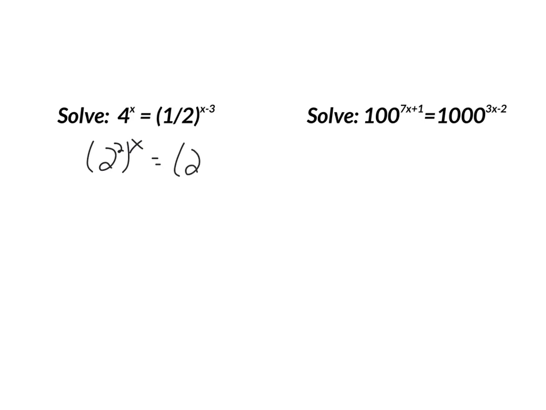1/2 is really 2 that's been flipped, so I'm going to write 2 to the negative 1 power. Remember, a negative exponent flips things, so I have a power to a power. Multiply your exponents, that's 2 to the 2x. Over here, if you multiply the exponents, you get negative x plus 3.